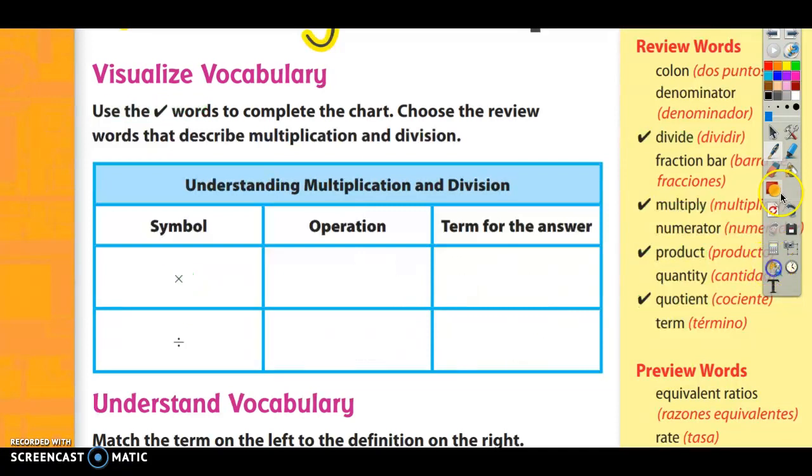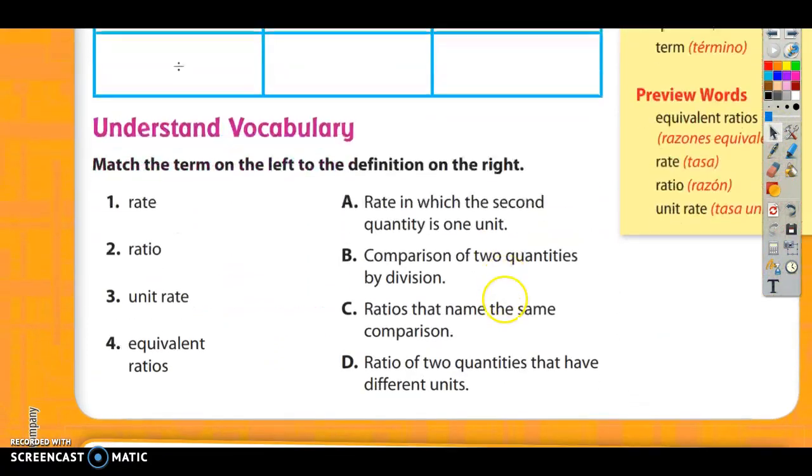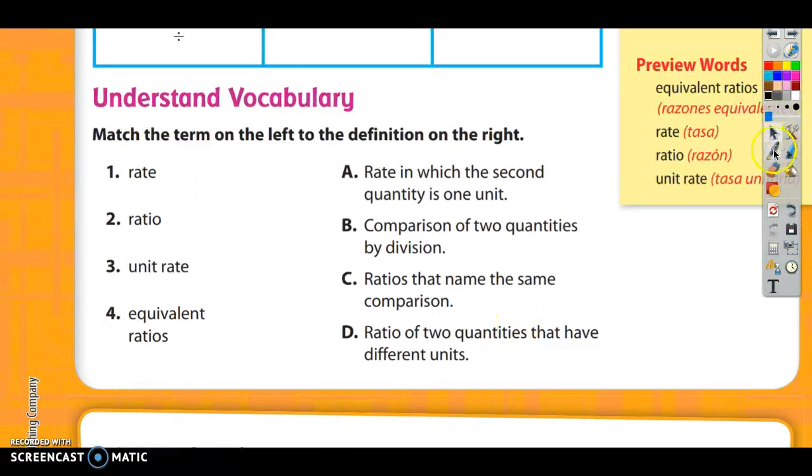Let's move on to the bottom of the page. Understanding vocabulary, we are to match. Some of these words are new, like this word right here, ratio, comes up in the very next lesson. What is a ratio? A ratio is a comparison of two quantities by division. A rate is a ratio of two quantities that have different units.